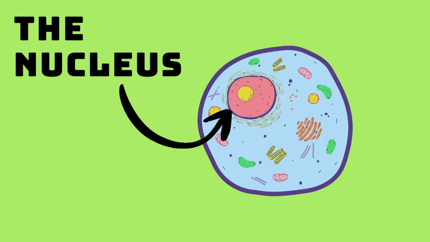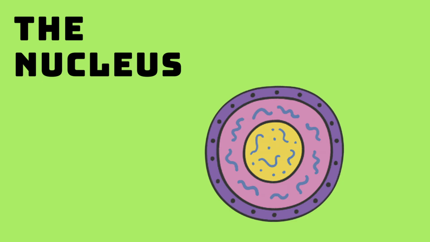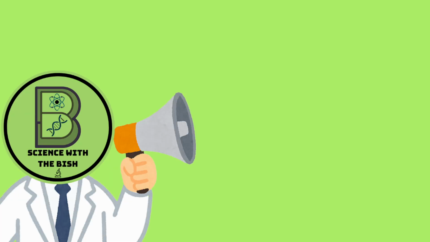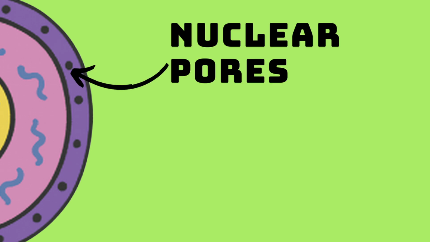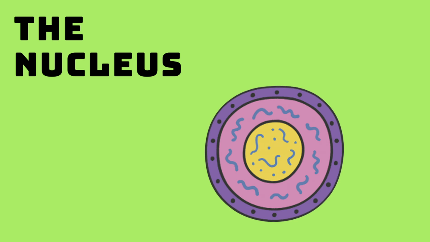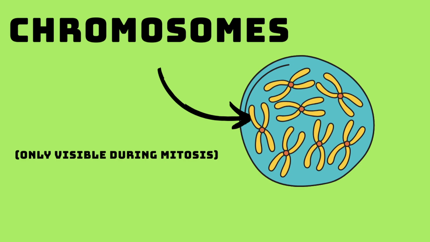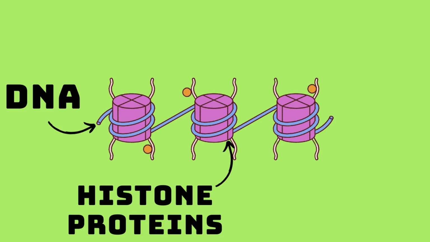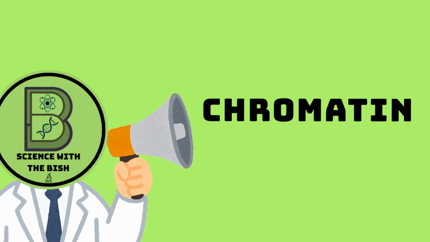The nucleus is one of the biggest features inside any eukaryotic cell. It's separated from the rest of the cytoplasm by a double membrane, known as the nuclear envelope, which is filled with pores that work like tiny doors for molecules to pass in and out. Inside, the nucleus holds the cell's DNA, all packed up into structures called chromosomes. These chromosomes are made from DNA wrapped around proteins called histones, and together they're known as chromatin.